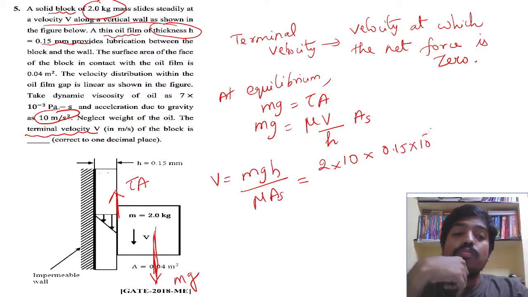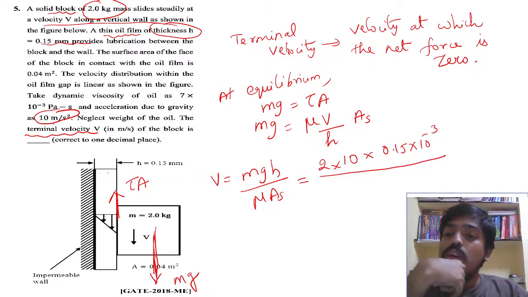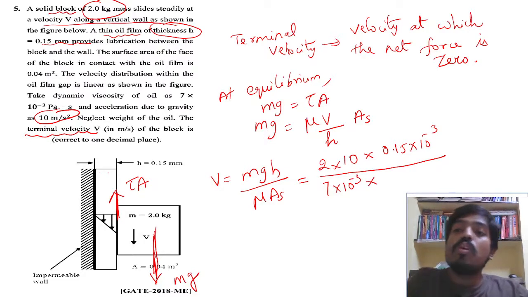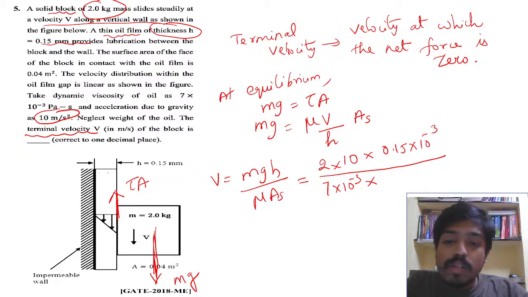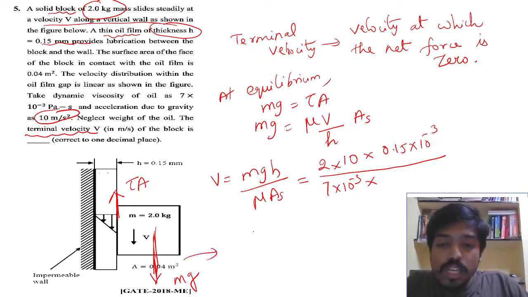0.15 into 10 to the power minus 3, divided by the viscosity. What is the viscosity? 7 into 10 to the power minus 3, into what is the area? This is a solid block. What is the side in the area they are given?